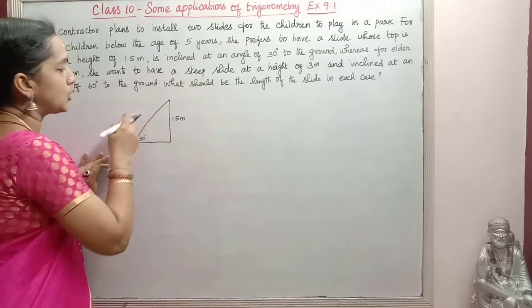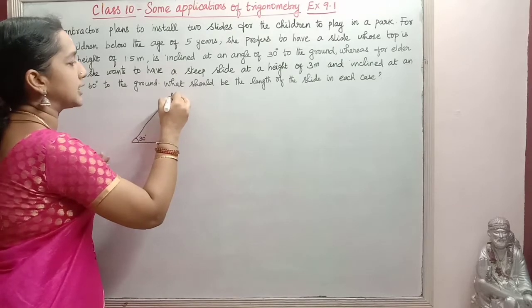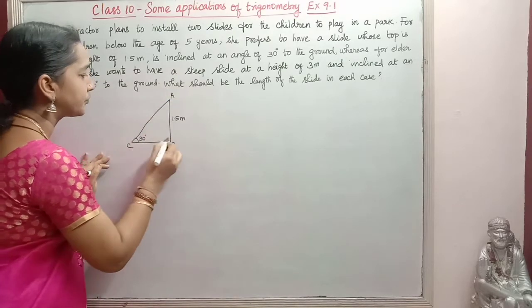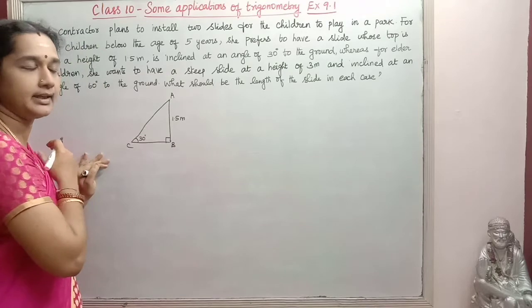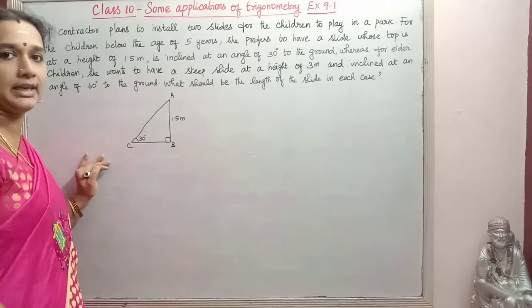So we are asked to find the length of this slide. If we name the points A, B and C, B is the right angle, and this is 30 degree. We are asked to find the length of the slide, that is the length of AC.